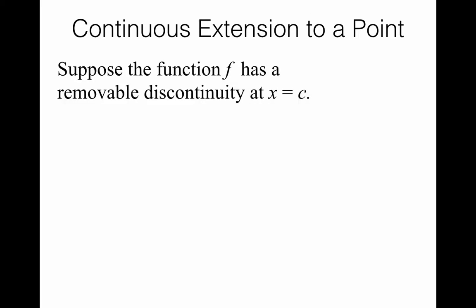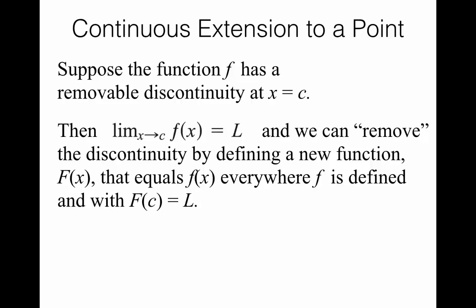So suppose f has a removable discontinuity at x equals c. So we know that means the graph just has a little hole at the point x equals c. And therefore, the limit of f as x approaches c will exist. So let's say the limit of f of x as x approaches c equals some number L. Okay, so the graph is continuous, but it has a little hole, and the hole has coordinates c comma L.